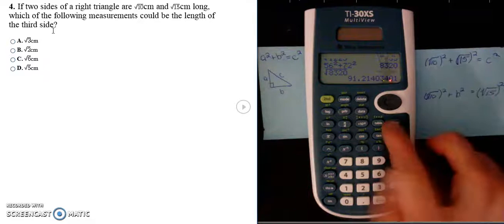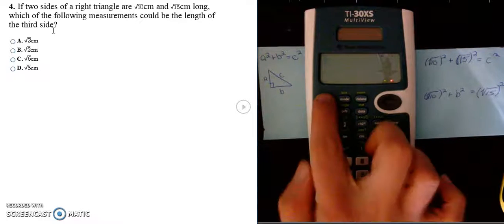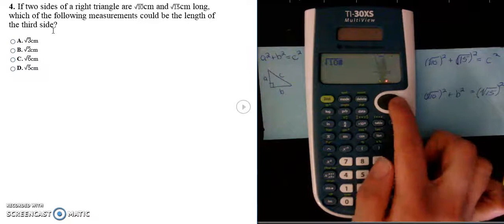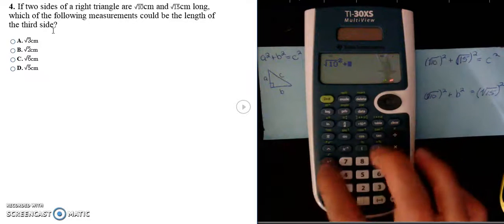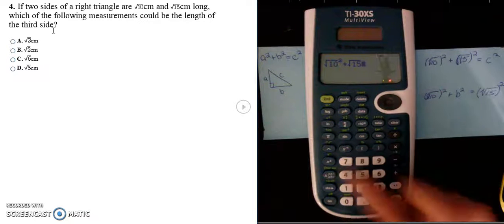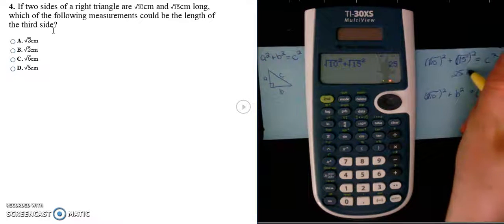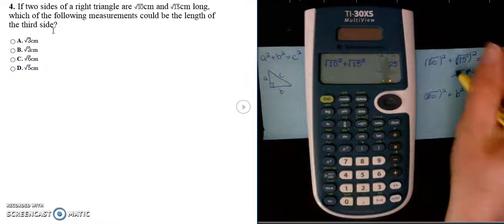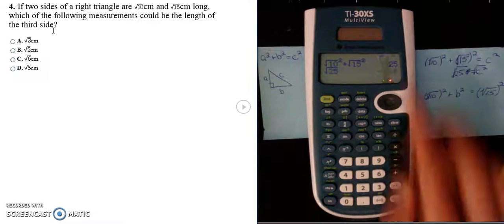So first, I'm going to take the square root of 10 squared, and so I have my square root button here. I'm going to press second square root, press 10, and then I'm going to arrow out of that, and then square it, because I want that square to be outside of the square root, plus second square root 15, right arrow out, squared, and I press enter, and that gives me 25. So then I'm going to have to take the square root of that number to find out what C is, because right now 25 is what equals C squared. So I'm going to have to take the square root of both sides to find out what C is. So second square root 25 is 5.